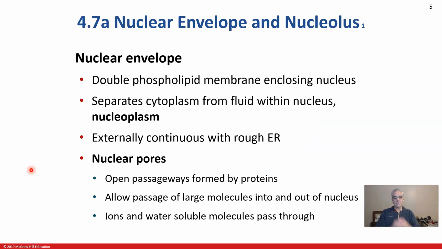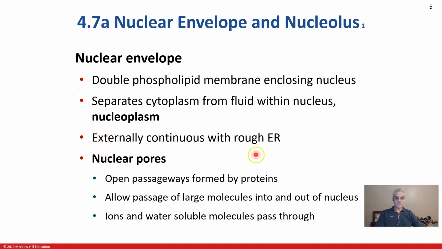All right. Now, in words, the nuclear envelope and the nucleolus, as it says, I've already told you, it's a double phospholipid membrane enclosing the nucleus, very similar to the outside of the cell. I mean, it's got some different chemical compositions, but for our purposes, it's the same thing. It separates cytoplasm, which is inside the cell membrane, from the fluid that's inside the nucleus. And in fact, the fluid that's inside the nucleus is called nucleoplasm, just like the stuff outside of the nucleus is called cytoplasm.